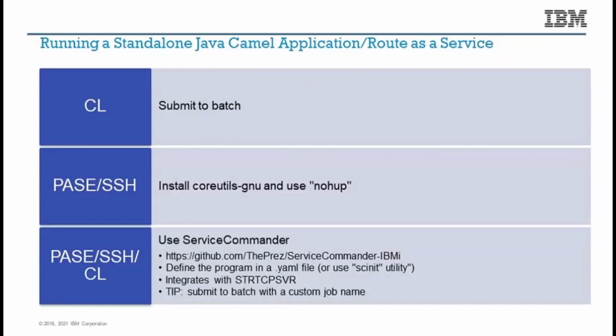I wrote this tool called Service Commander, so I'm a little biased here, but I recommend using Service Commander to start and stop your Camel routes, as well as pretty much anything else that you want to start and stop: node programs, Python, Java stuff, whatever. You can register this Camel route with Service Commander, and then it has easy commands to start and stop, and it integrates with Start TCP server as well. So you can do a Start TCP server and TCP server.